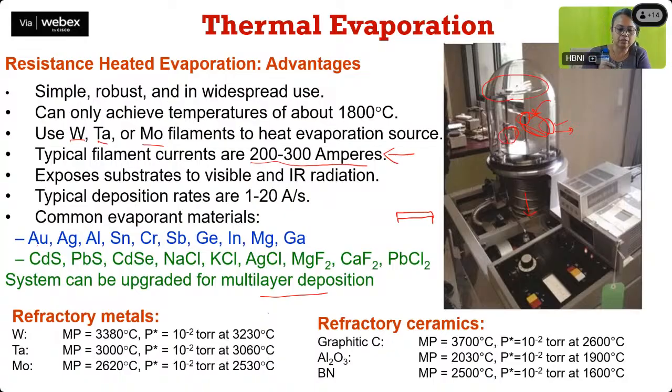Now, why we are using tungsten, tantalum, molybdenum: we can see their melting point is very high, around 3000 degrees. For the crucible, we can also use graphite or boron nitride or alumina. But we cannot pass current directly through these, like alumina or boron nitride. We have to put this crucible inside a coil. But this is a very versatile technique, and generally most research labs have a thermal evaporation system.